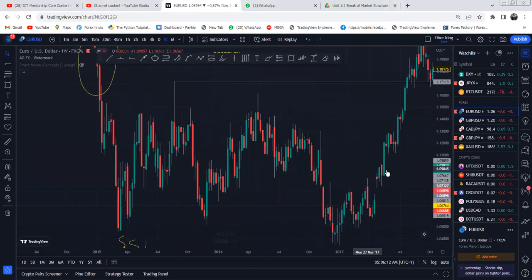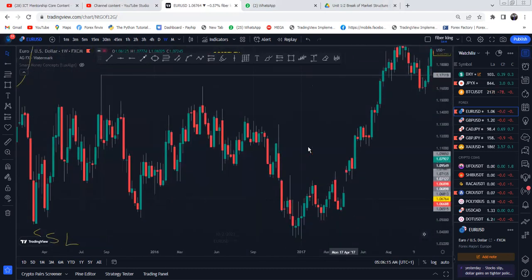That's a mistake smart money traders are making, and they're wondering why order blocks are not working. Now, some people will know that, okay, this is a bearish order block. This is a very good bearish order block, this candle here.